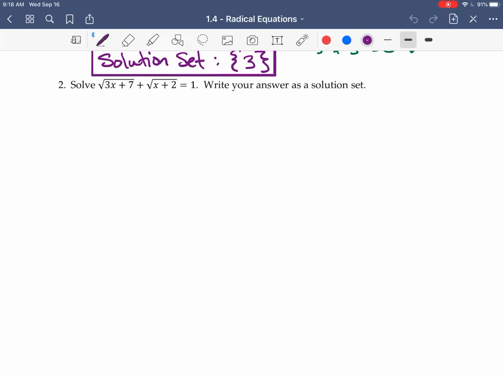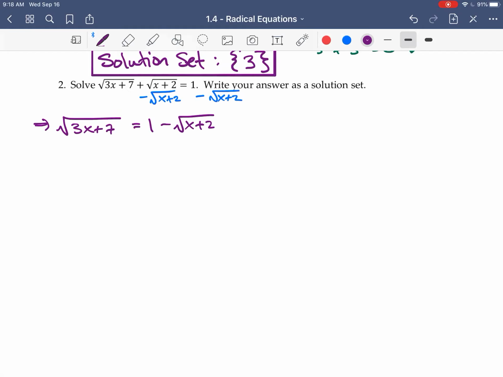So the first thing I'm going to do is isolate one of the radicals. Okay, I'm going to isolate for this square root of 3x plus 7 one. It doesn't matter which one you do. So I'm going to move this other one to the other side. So that's going to give me square root of 3x plus 7 is equal to 1 minus square root x plus 2.